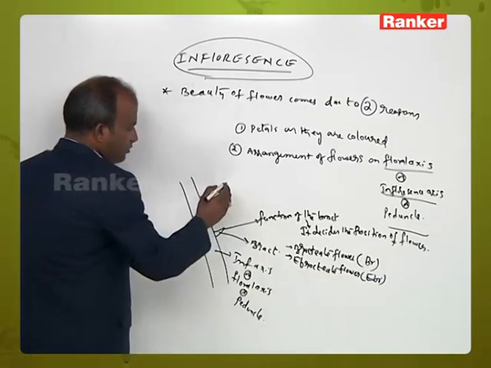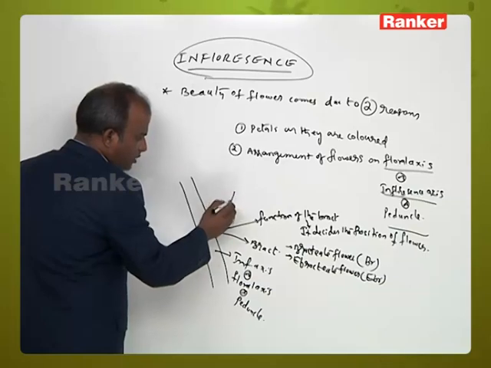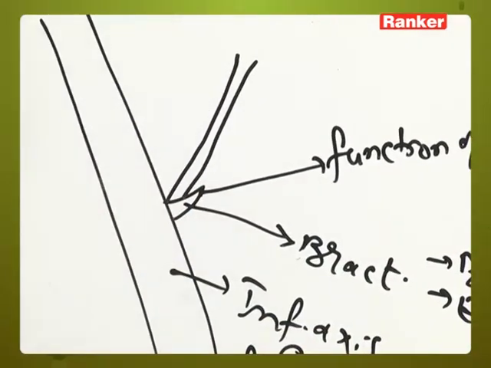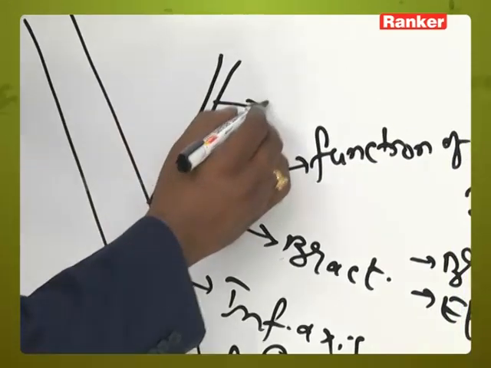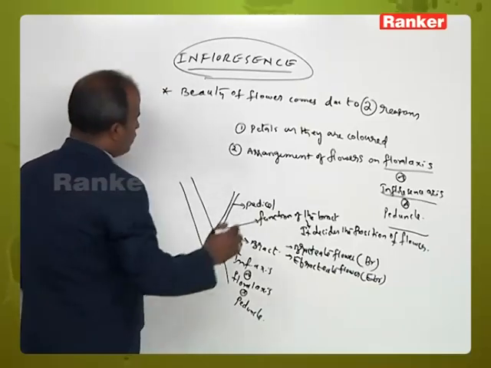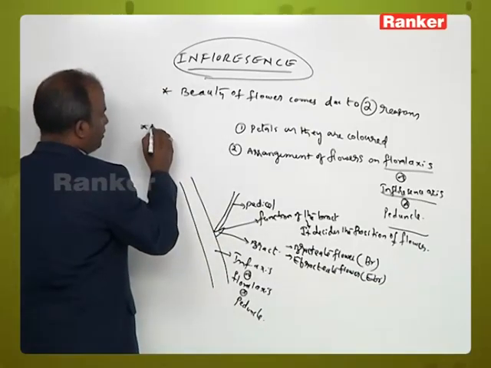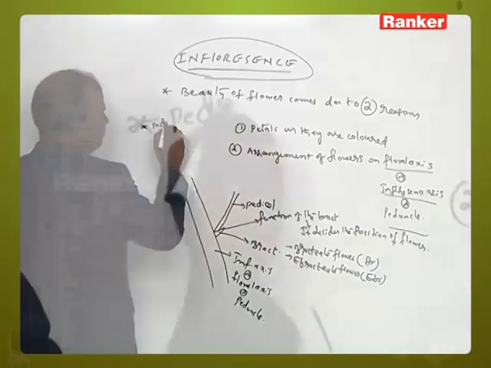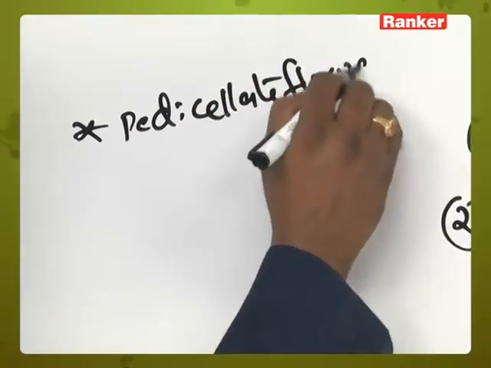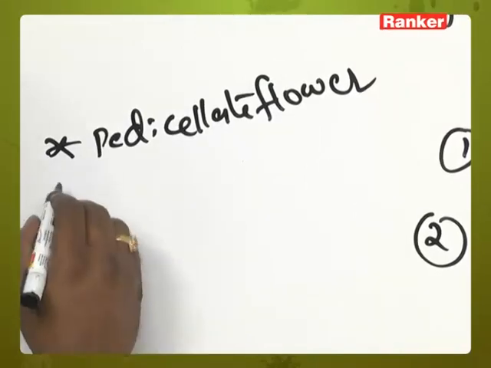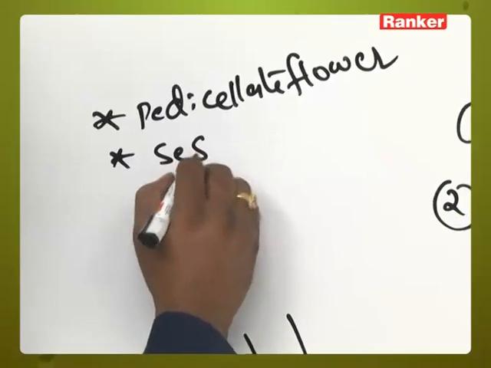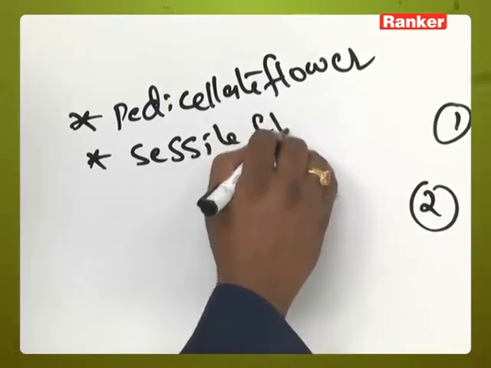And now the stalk of the flower is called as pedicel. The stalk of the flower is called as pedicel. If the flower contains pedicel, then it is called as pedicellate flower. Then it is called as which flower? Pedicellate flower. If the flower does not contain pedicel, it is called as sessile flower.